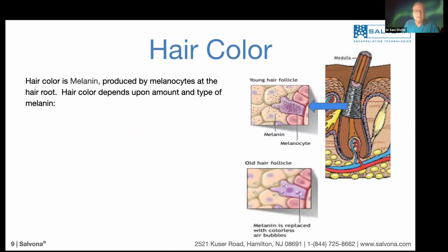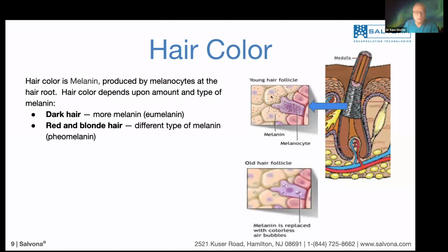What is the color? The color, or the pigment, is called melanin. Melanin is produced in the melanocyte. As you can see in the picture, melanocytes are located at this location and they diffuse out melanosomes. The melanosomes contain the melanin, and the amount of melanosome or melanin will determine the color of the hair. So a high concentration will end up with a dark color of the hair.